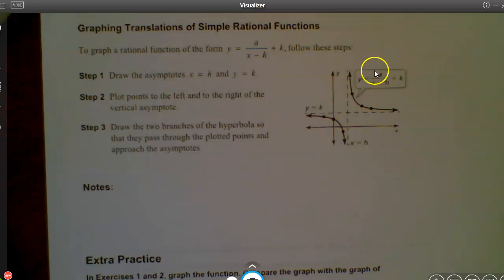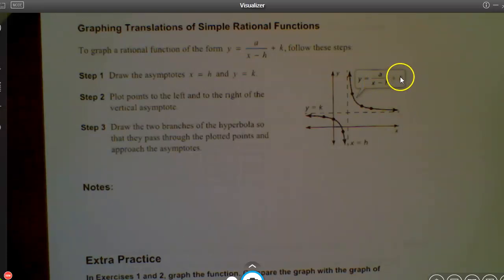So here is the model that we're going to be looking at to do all of your translations for any of these graphs. So remember what we've talked about with these guys in the past. Anything that is attached to x is going to shift your graph left or right. Anything that is not attached to x, like that k value, is going to shift your graph up or down. Remember that for the x's, they're always doing the opposite of what you would see. So anytime you see a minus, it's going to shift you to the right. Anytime this is a plus, it's going to shift you to the left.